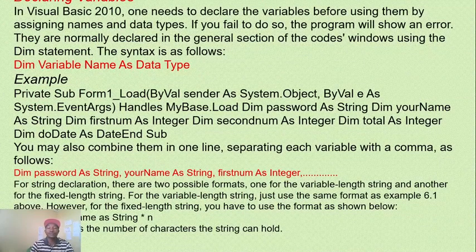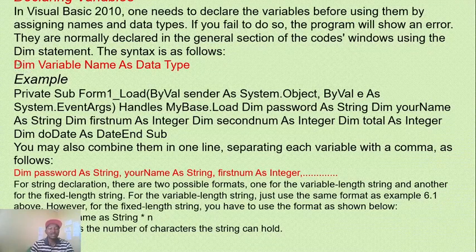If you fail to do so, the program will show an error. Variables are normally declared in the general section of the code window using the Dim statement. The syntax is as follows. Therefore, ladies and gentlemen, you have to use the word Dim. This time round, it is a dimension, or you are declaring a memory location to use. Therefore, we use the word Dim.